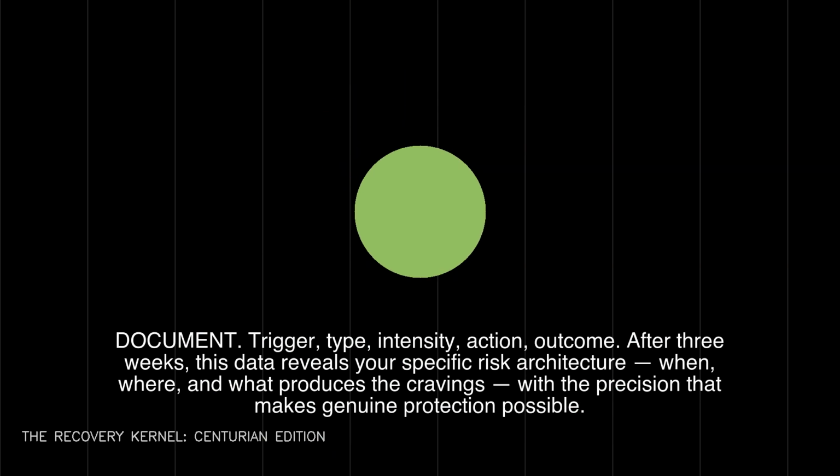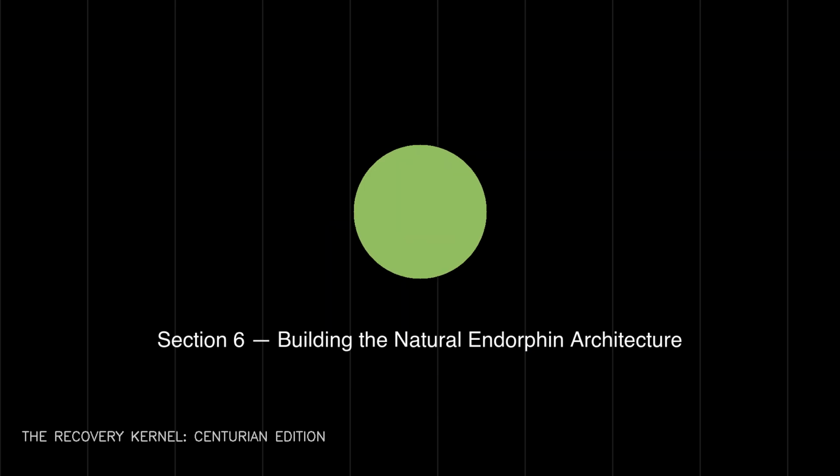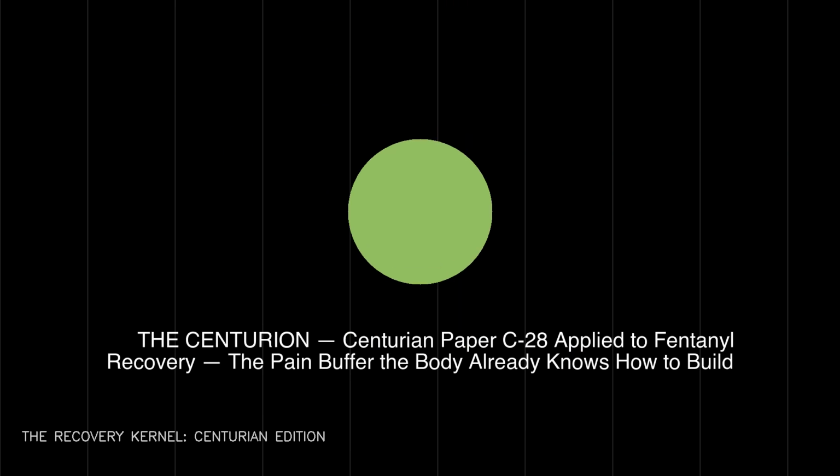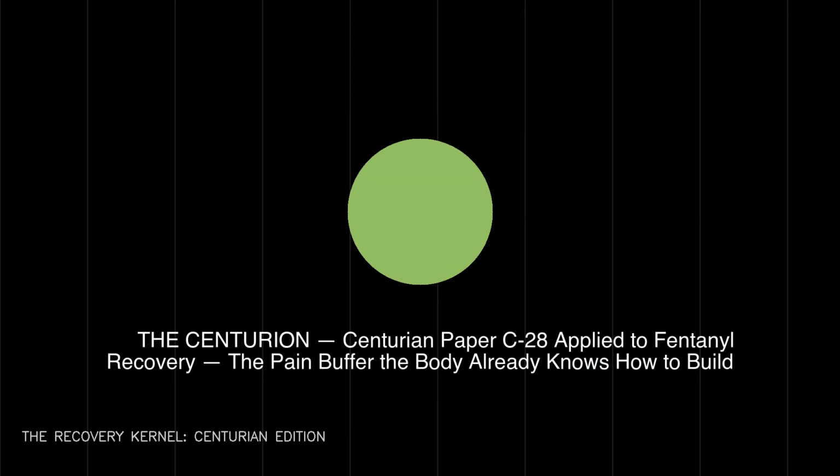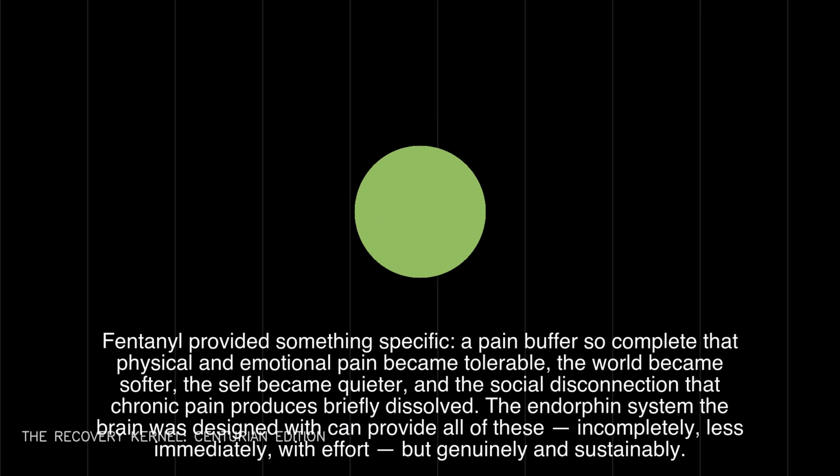Document. Trigger, type, intensity, action, outcome. After 3 weeks, this data reveals your specific risk architecture, when, where, and what produces the cravings, with the precision that makes genuine protection possible.